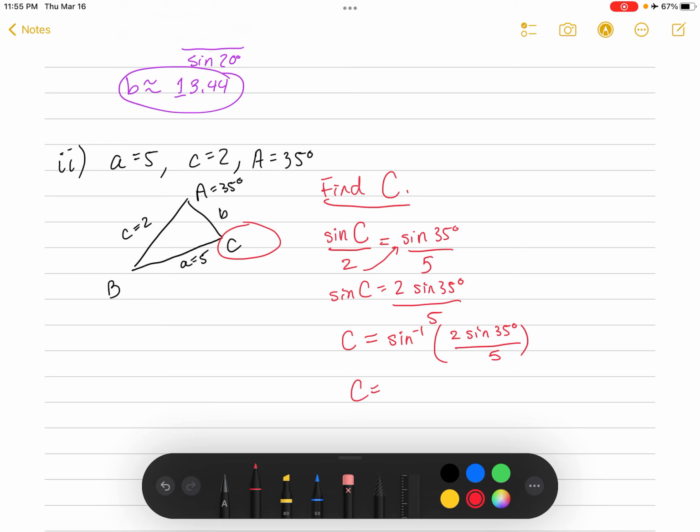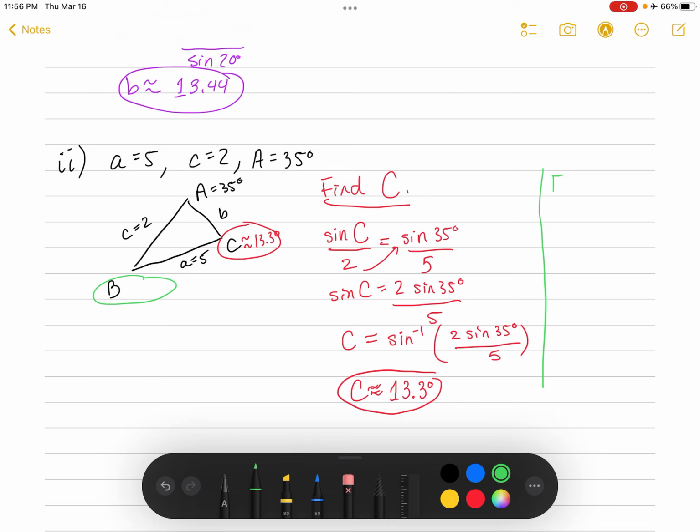In my calculator, to get the sine inverse, I press second sine. Inside the sine inverse, I press 2 multiplied by sine of 35, close parentheses, divide by 5, and I get 13.26, approximately. But this is an angle, so I'll just say 13.3. I'll stick to one decimal place when I'm dealing with angles. So C is 13.3 degrees.